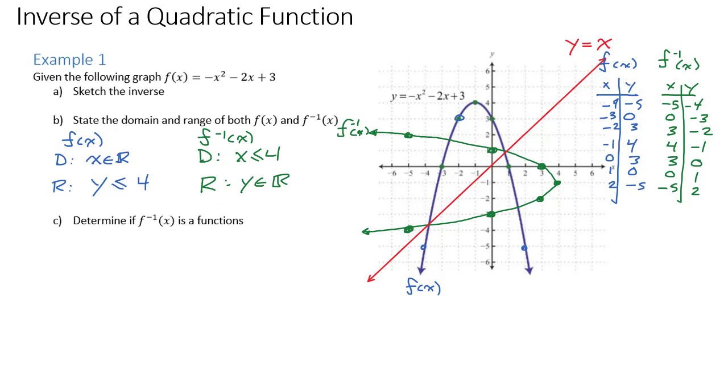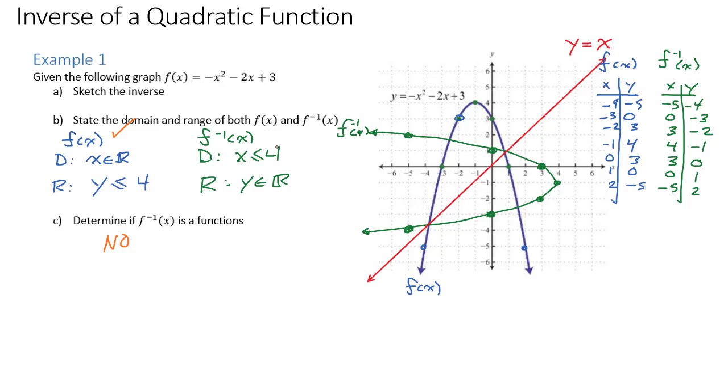Now, is f inverse a function? That's the one I drew in green, the one I actually drew on the graph. Is it a function? The answer is no. Why? Because it fails the vertical line test. Remember that if we draw a vertical line anywhere on the graph, and it hits more than one point, like this green one here, which it does all over the place, it's no longer a function. So therefore, f of x is a function, f inverse of x is not a function.